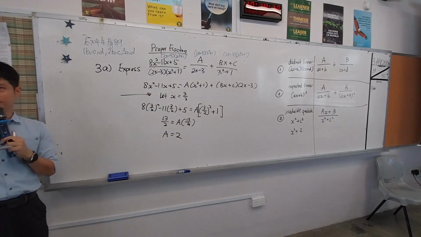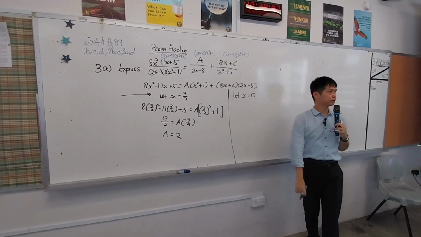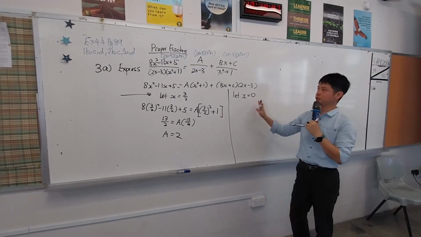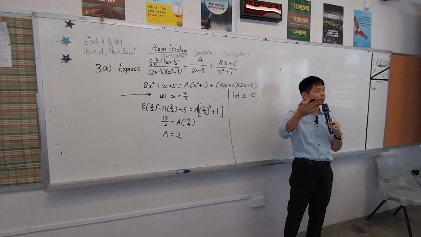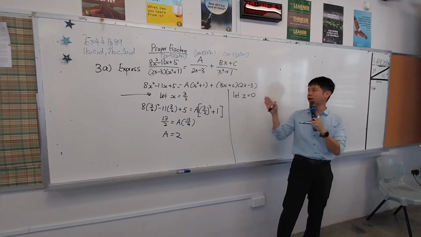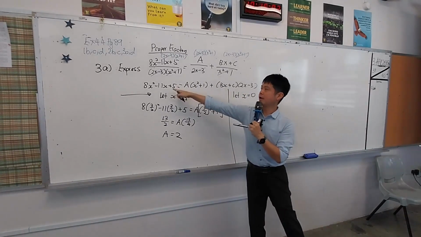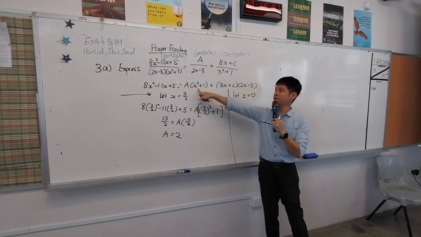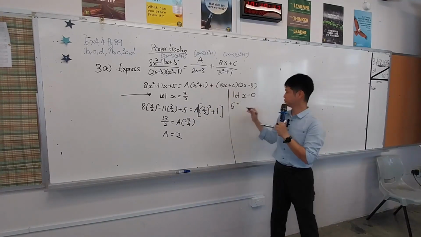Let x be a value. You let x be equal to 0. When you let x be equal to 0, I remove the B, right? I'm trying to remove some of the variables. I remove the B, I have the A, so I'm left with the C. So I let x be 0, seems like a good idea. On the left hand side I will have 5. On the right hand side I will have 1 times A, which is 1 times 2.